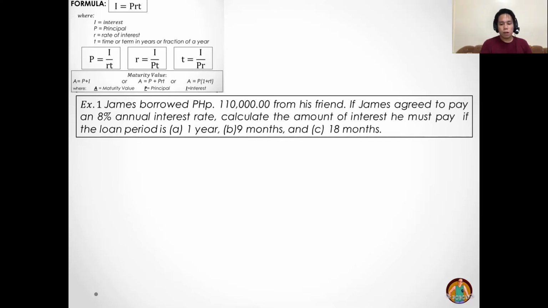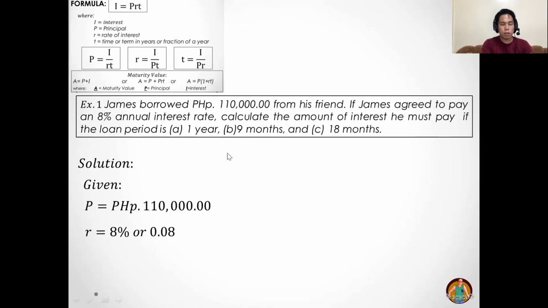Okay, so of course, to find the solution, first we have to identify what are the given. Okay, so i-analyze natin yung problem. So James borrowed 110,000. 110,000 here is the original money or the principal. If James agreed to pay an 8% annual interest, so 8%, 8 is our R, or 0.08. So paano naging 0.08? We just simply divide 8% by 100, that is 0.08, or from 8, move 2 decimal places going to the left. Okay, so 0.08.